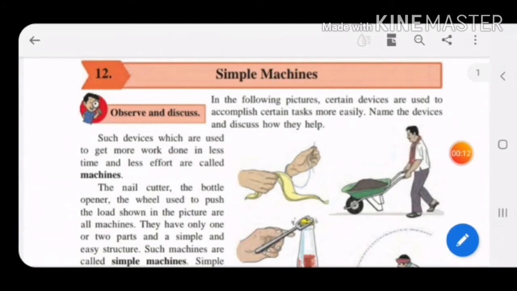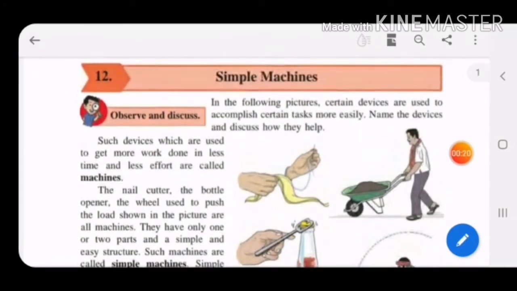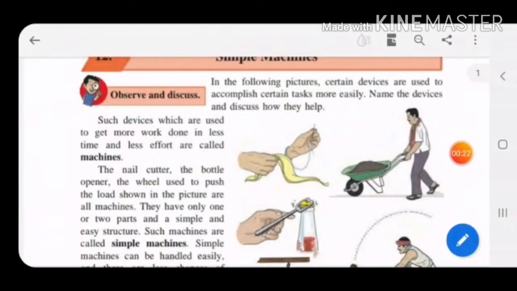Children, in the beginning some pictures are shown to you. They have asked some questions. Observe and discuss. So let us observe and discuss it. In the following pictures, certain devices are used to accomplish certain tasks more easily. Name the devices and discuss how they help. Children, let us see which are the devices in the given picture.